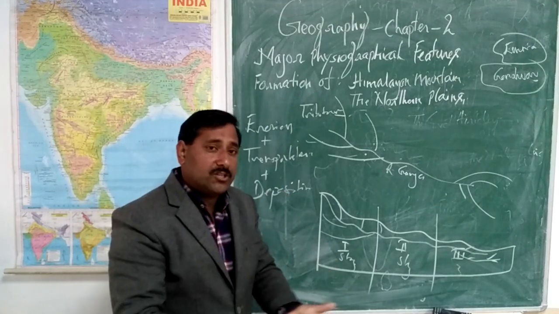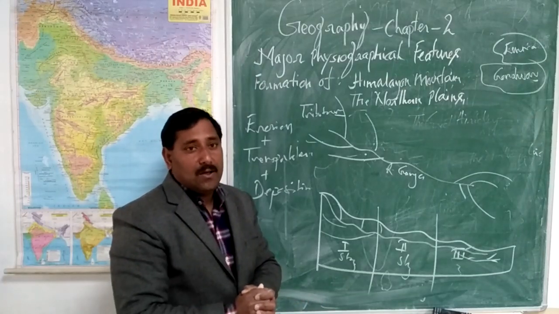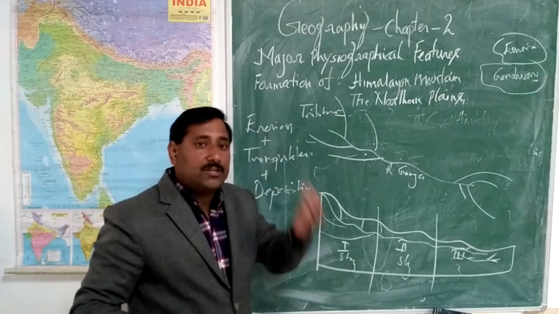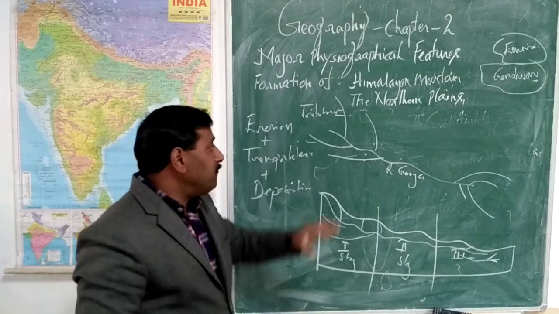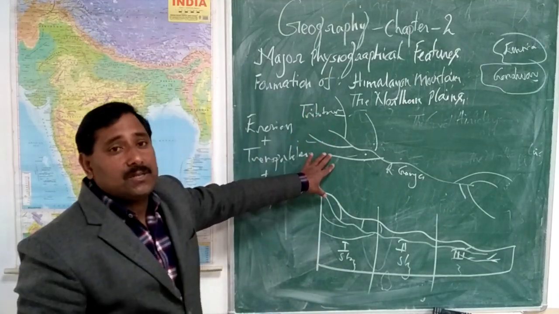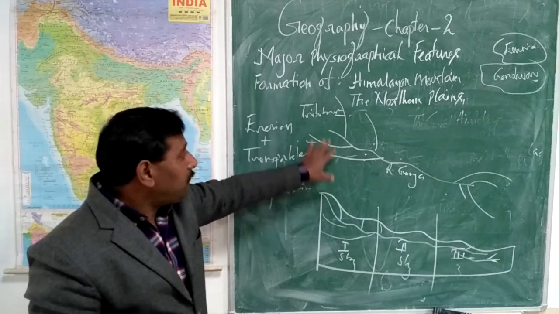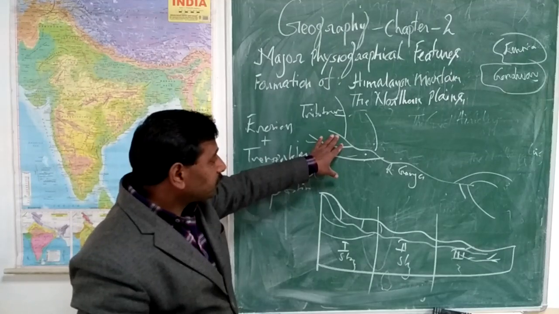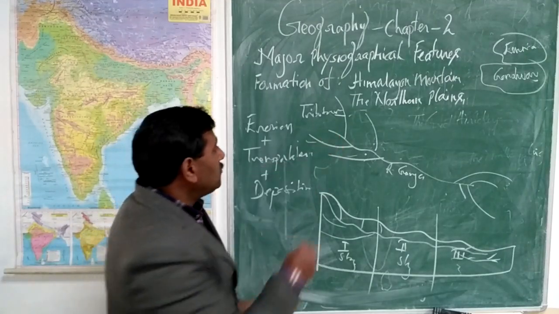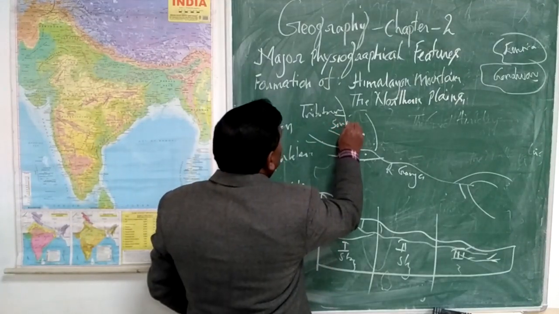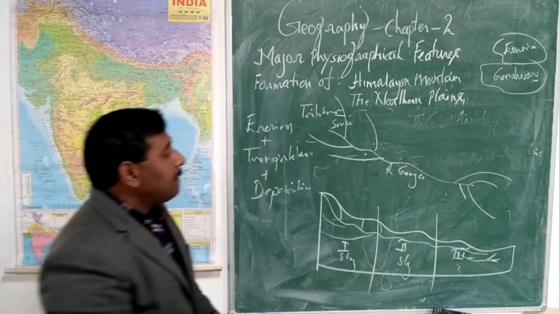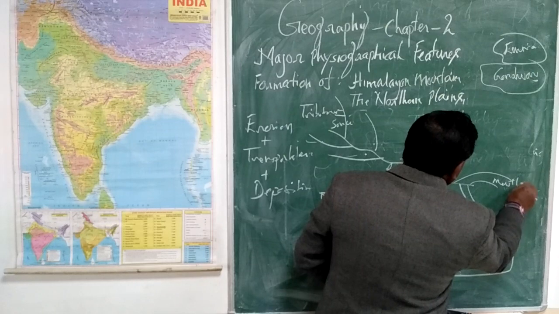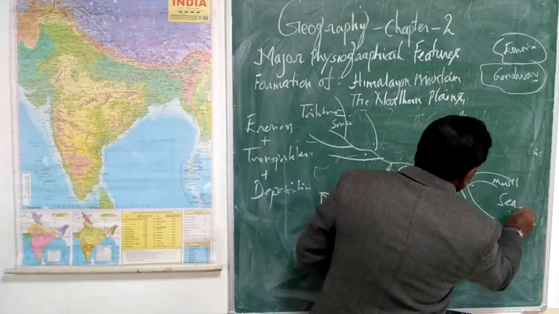Like we have different stages, the young stage, the youth stage, and the old stage of the human being. In the same way, the river also has different stages. The first stage, from where the river originates, is known as the source of the river, and where it ends is the mouth of the river, where it meets the sea.